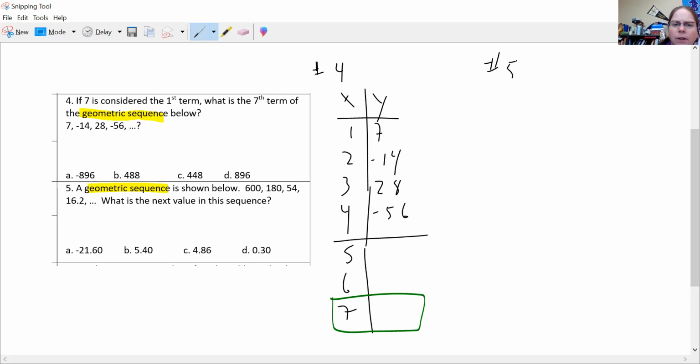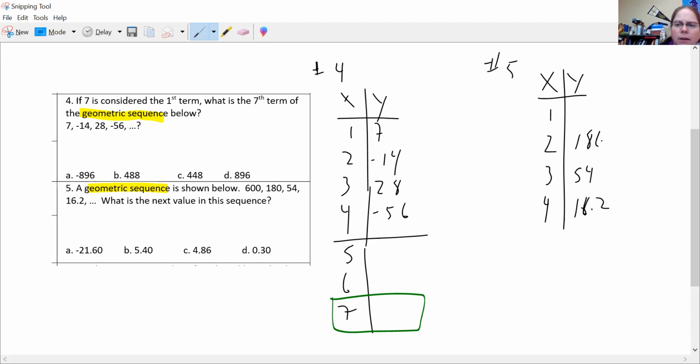Number 5. We're told the first 4 terms: 16.2, 54, 180, 600. Okay.